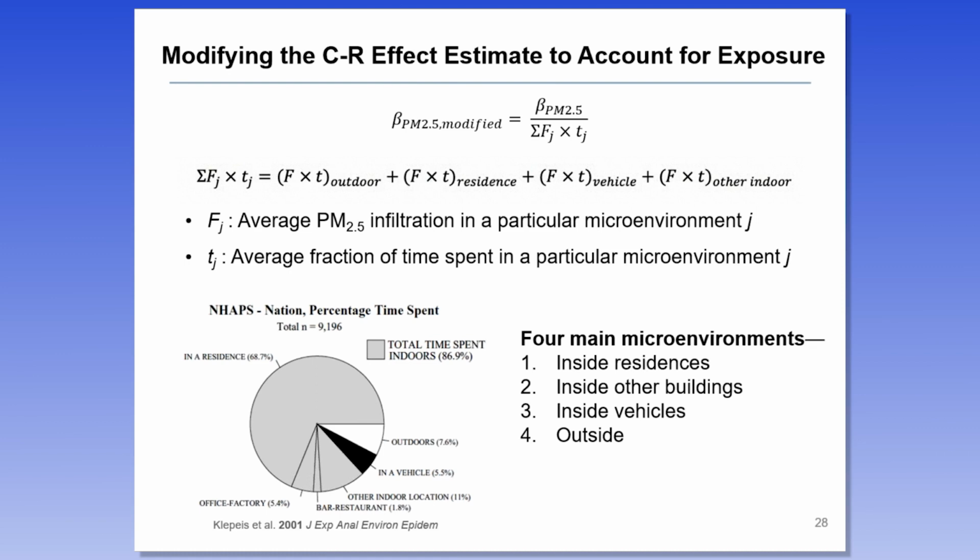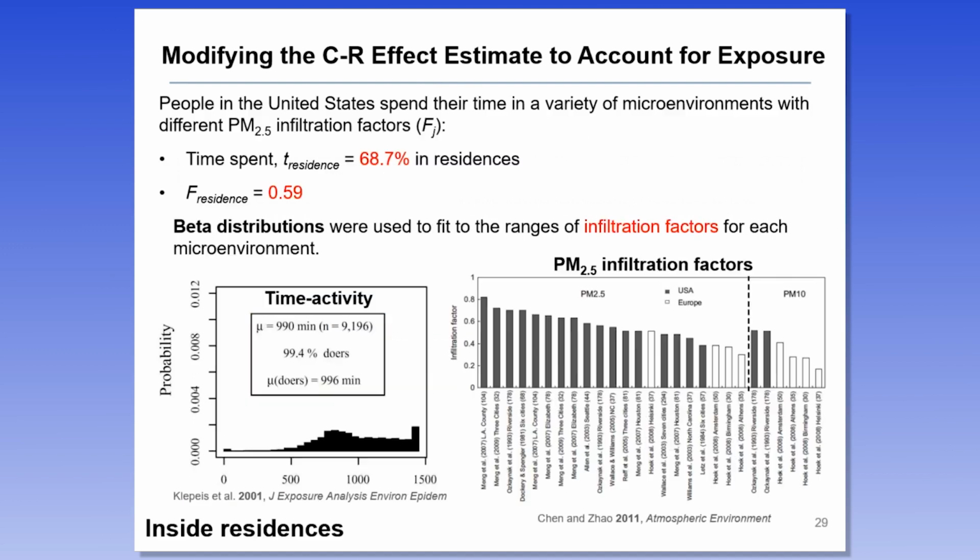In the next few slides, I'm going to tell you about the distribution of the time that we spend in different microenvironments and also the assumptions that we use for the infiltration factors. After that, we apply it to this equation on the top, and we modify the beta value for PM2.5 so that it can be used for indoor exposures as well. Okay, so let's start with inside residences.